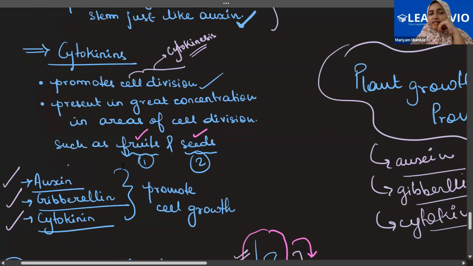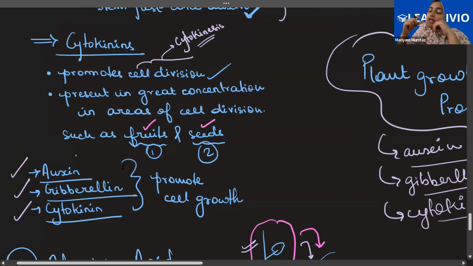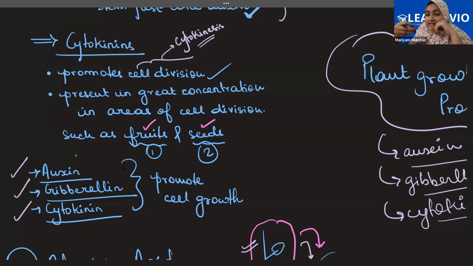Then there come the cytokinins. See, the word cytokinins comes from the word cytokinesis. Cytokinesis means cell division. So cytokinins are the hormones that promote cell division in the plants. They cause cell division to happen constantly so that the cells would grow and the plant height would grow.